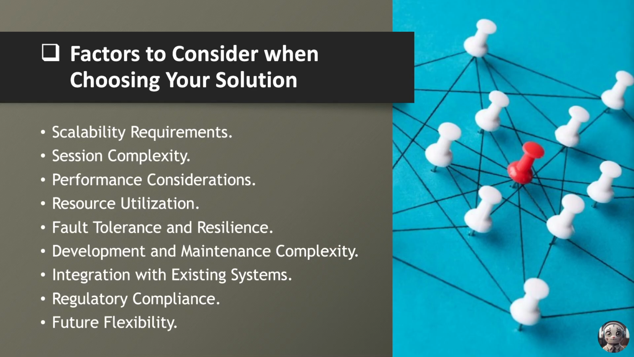And lastly, future flexibility. Anticipate future growth and evolution of your application. Choose an architecture that allows for flexibility and scalability as your requirements change over time. By carefully considering these factors in the context of your specific project goals and constraints, you can make an informed decision that aligns with your long-term objectives and ensures the success of your software development endeavors.